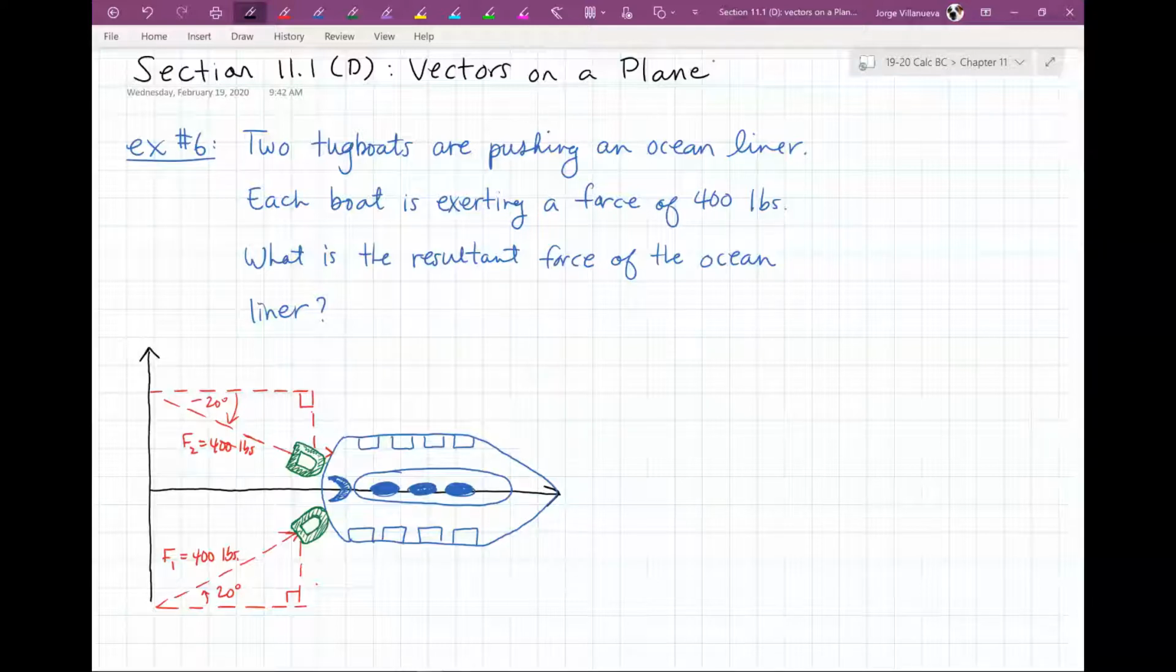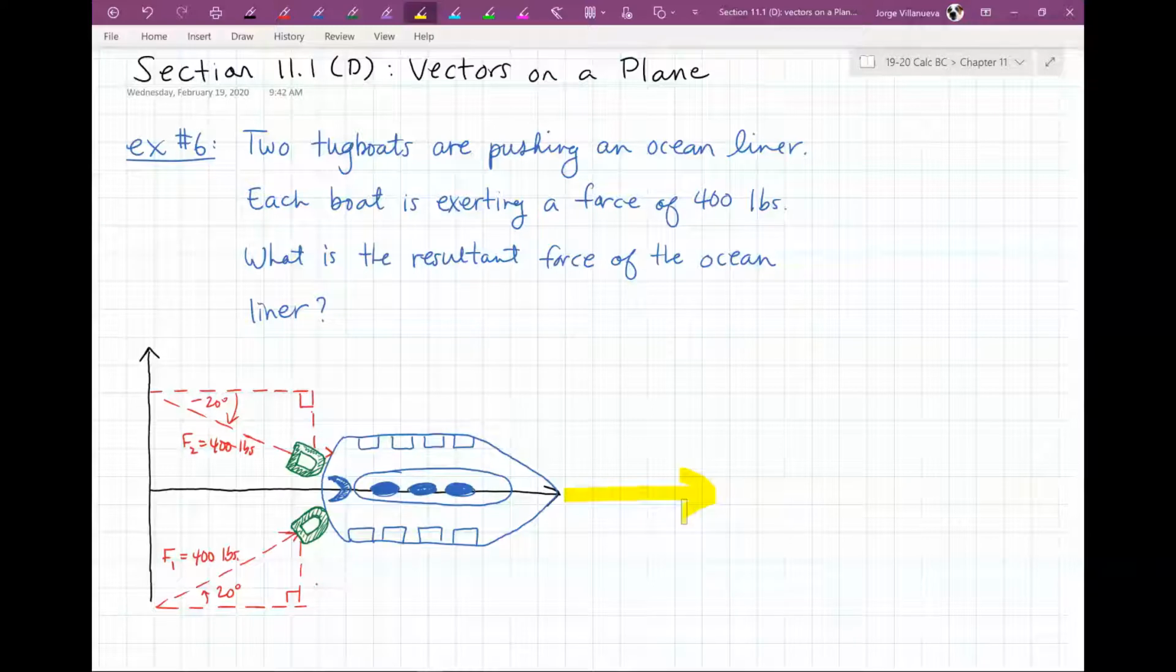And basically it says two tugboats are pushing an ocean liner. Each boat is exerting a force of 400 pounds. What is the resultant force of the ocean liner? In other words, which direction is it moving? So I guess you could say figure out the magnitude and direction of that line. Like, is it going at a 30-degree angle, 0-degree angle, what, and how fast is it moving, right?